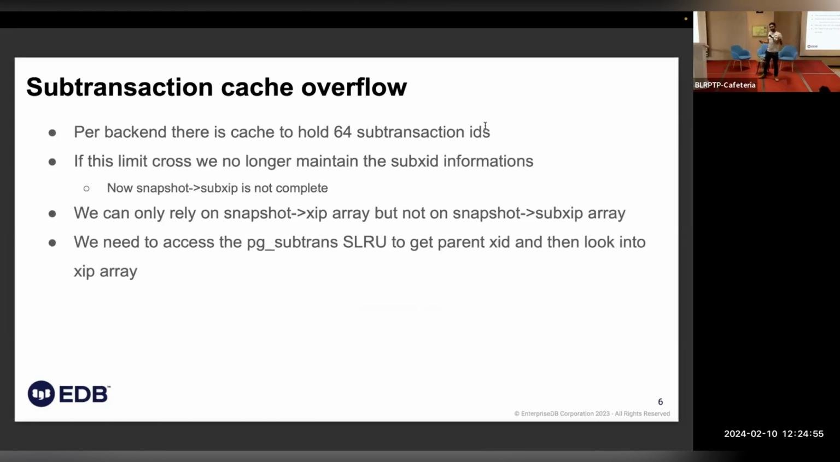Because if the top XID is visible, then only the subtransaction ID is visible. That is because the subtransaction ID is a child of the top transaction ID. So that is where the pg_subtrans SLRU comes into the picture. I did not yet go into detail about what happens in pg_subtrans or any sort of SLRU, what sort of data we maintain on the disk, but I'll go into more detail when I come to the design of the SLRU.